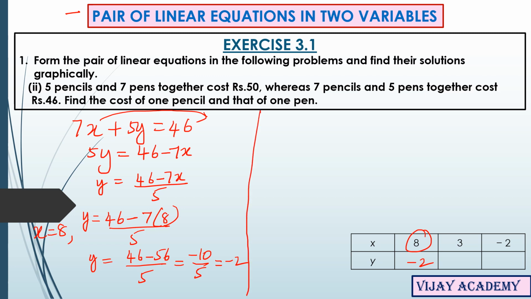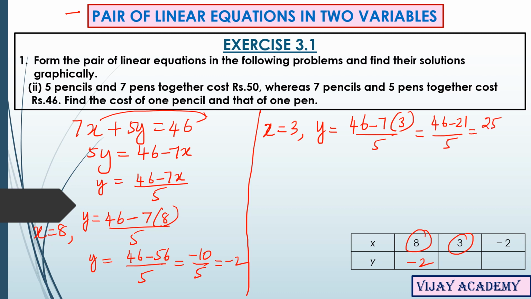So next, let us take x as 3. By taking x as 3, we get the value of y equal to 46 minus 7 times 3 divided by 5. 7 times 3 is 21. So 46 minus 21 divided by 5, 46 minus 21 is 25. So 25 divided by 5 is 5. So the second value of y is 5.